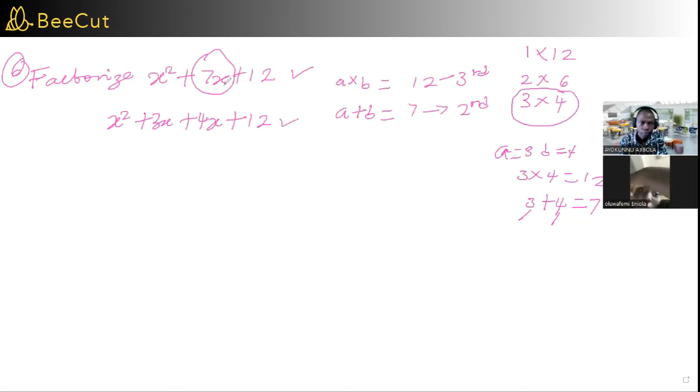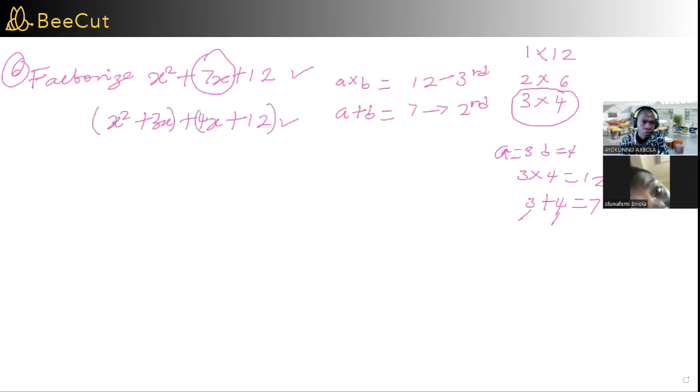The only thing I have changed is that I split 7x into 2 terms, and it has not reduced the expression. It has not increased the expression. Here now, it is easy for us to factorize. Now, pair them like this to factorize.